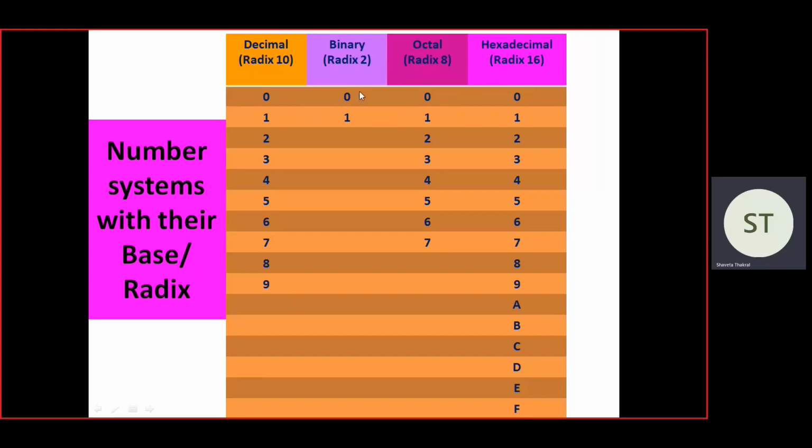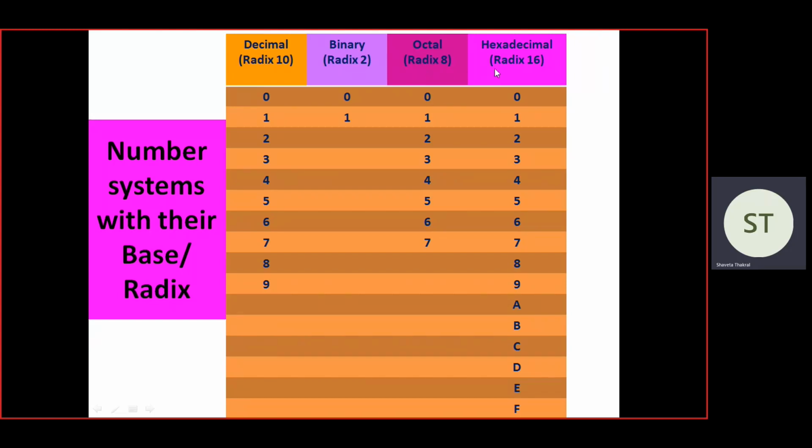In the case of binary, we can define only 2 unique digits, that is 0 and 1. The binary digits 0 and 1 are called bits. Any big number in binary consists of a combination of only these 2 bits, 0 and 1. In the octal number system, in total we have 8 unique digits in the range from 0 to 7. That's why the base or radix is considered as 8.